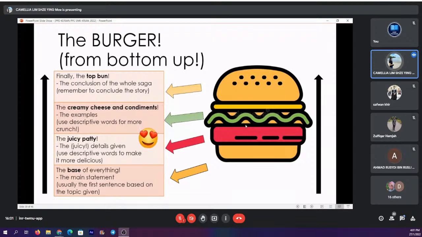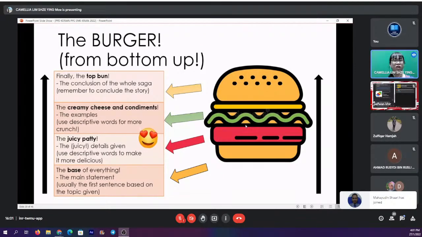All right. The second part will be the juicy patty, which is the details. The details will provide more descriptive words to support the statement that you have said. After that, the creamy cheese and condiments will be the examples. Again, I would highly recommend using descriptive words for more crunch. And finally, the top bun, which is the conclusion to the whole thing. I will illustrate this burger diagram later.